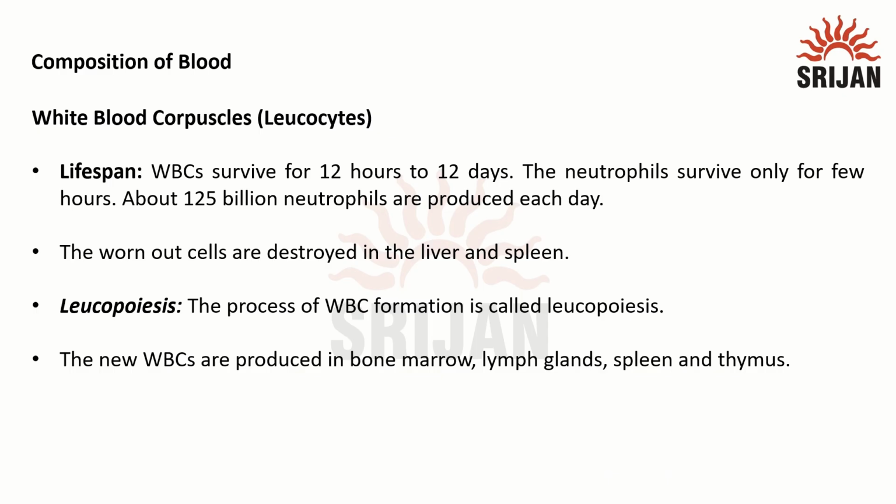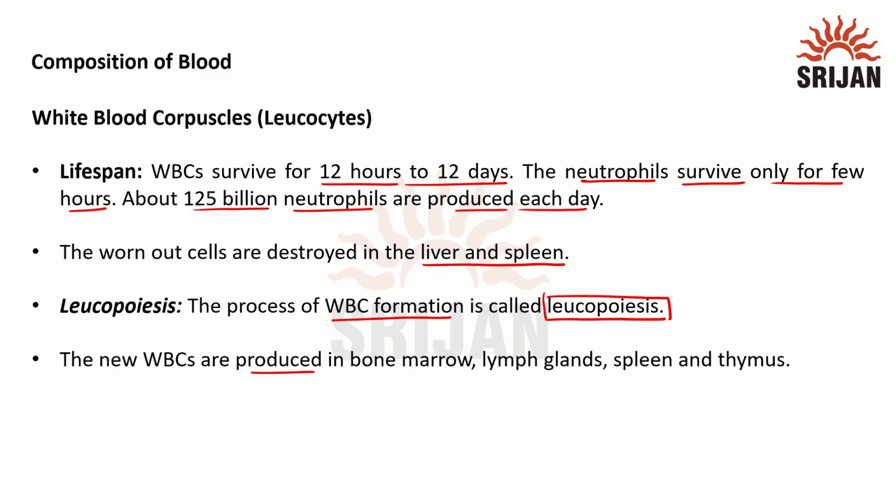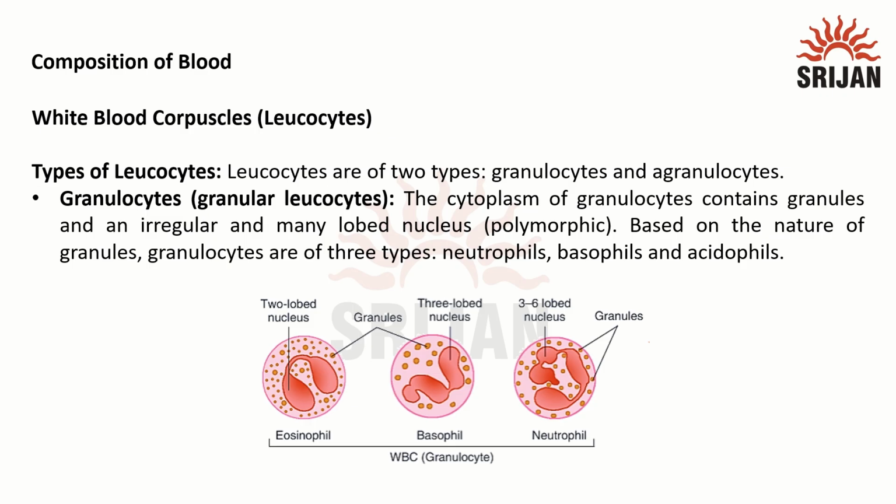Now if we see the lifespan, WBCs survive anywhere between 12 hours to 12 days. The neutrophil type of WBCs can survive only for a few hours. About 125 billion neutrophils are produced each day. And the old and worn out cells are destroyed in the liver and spleen again, and the process of formation of WBCs is known as leukopoiesis. The new WBCs are produced in bone marrow, lymph glands, spleen and thymus. If we see the types of leukocyte, we know that they are divided into granulocyte and agranulocyte.